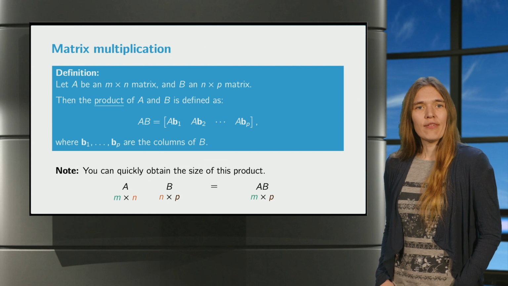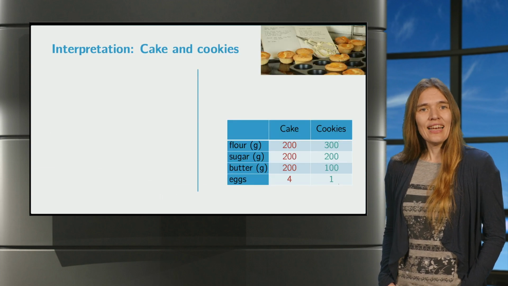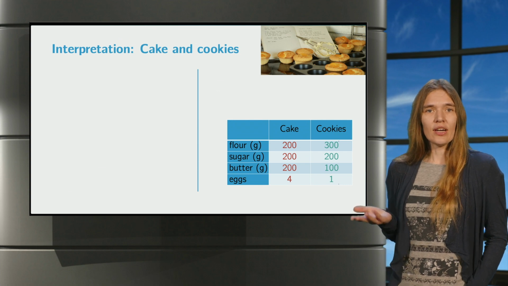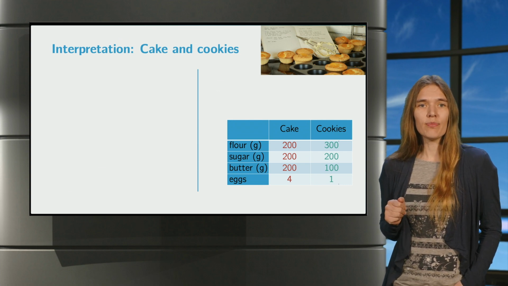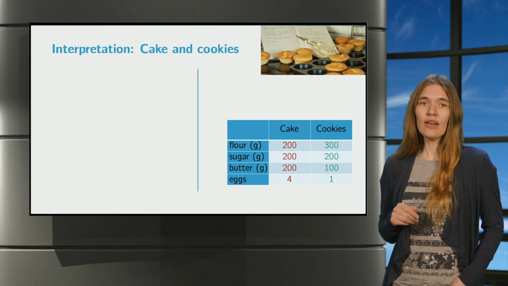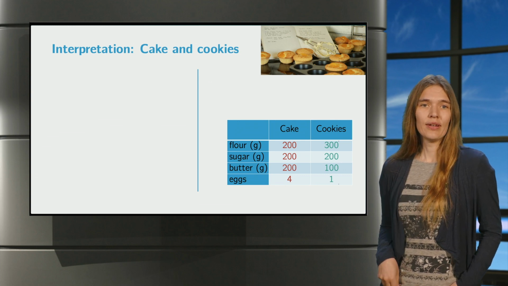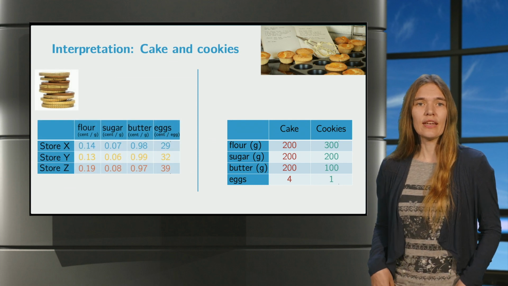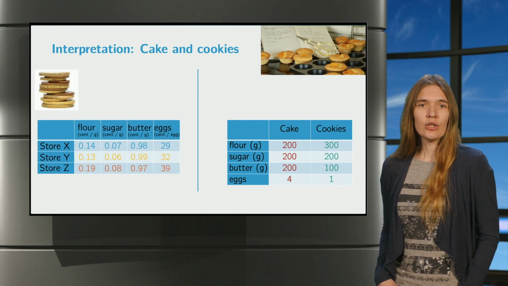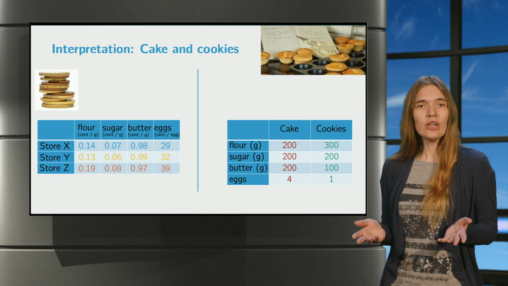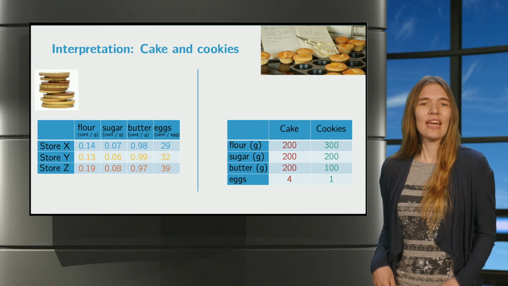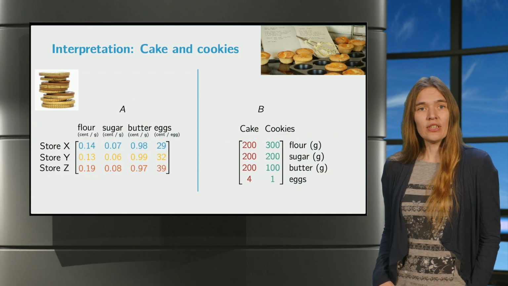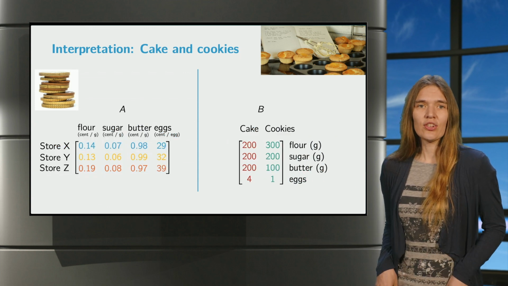To make sense of the definition of matrix multiplication, let's give some meaning to the elements of our matrices. The table on the right-hand side of this slide contains a simple recipe for cake in its first column and for a batch of cookies in its second column. On the left-hand side, we display a table with ingredient prices at various stores. To ensure compatible units with our table of ingredients, prices are listed per gram and per egg. These tables can also be regarded as matrices. It's just a slight change in presentation.